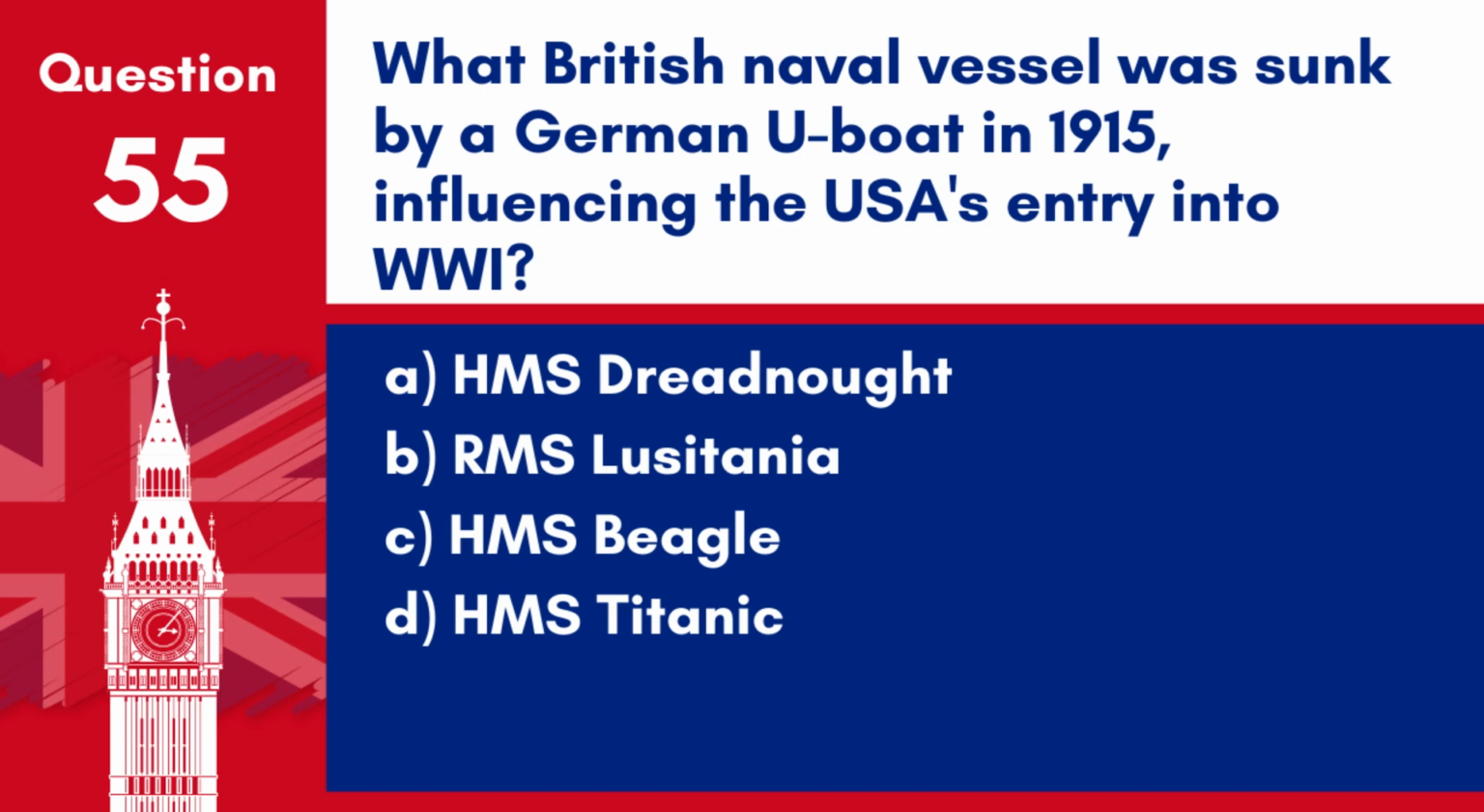Question 55. What British naval vessel was sunk by a German U-boat in 1915, influencing the USA's entry into World War I? A. HMS Dreadnought. B. RMS Lusitania. C. HMS Beagle. D. HMS Titanic. Answer: B. RMS Lusitania. The sinking of the RMS Lusitania by a German U-boat in 1915 was a significant factor that influenced the United States' decision to enter World War I.